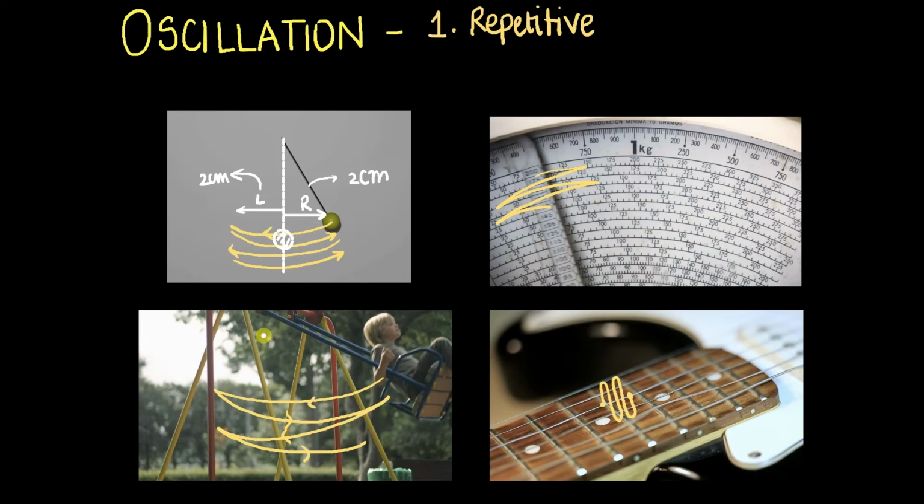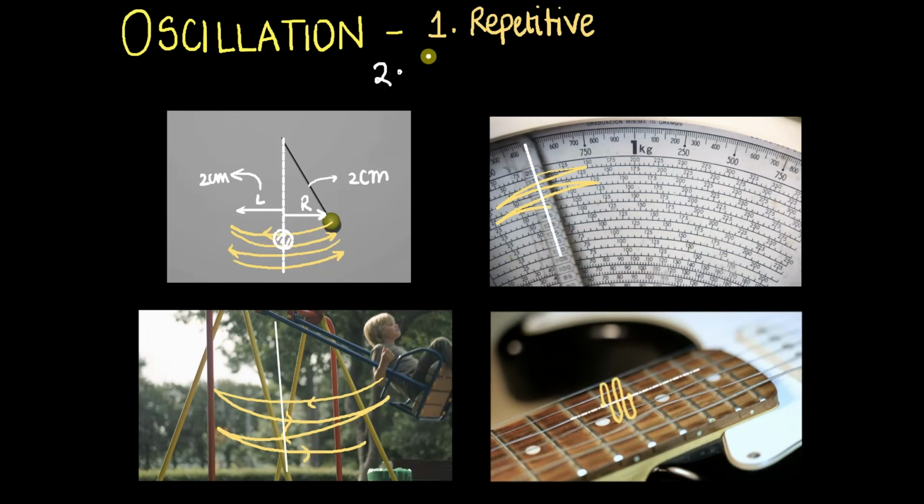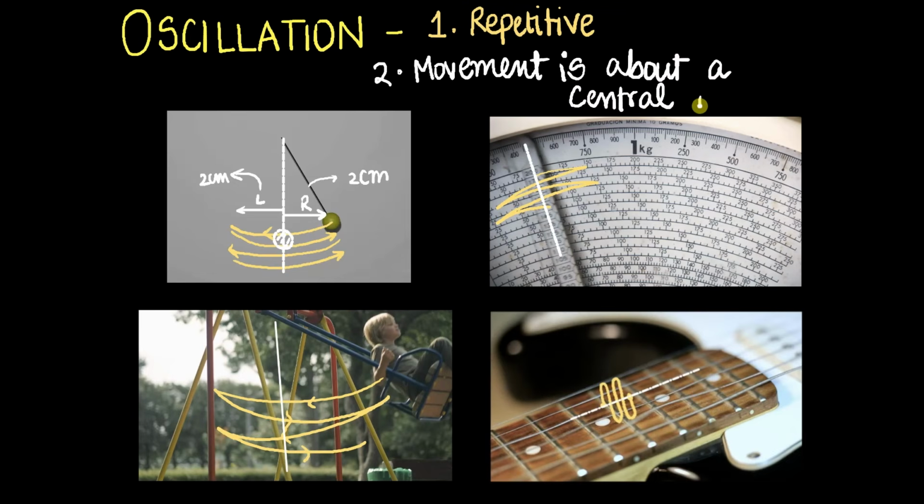Similarly, with the swing, you would notice that there is some kind of central position here as well. With the needle, you will notice a central position, right? And even with the strings of the guitar, there's a central position about which these particles of the string oscillate up and down. So that is the next important point: the movement about a central position. And there's a very special word for this central position.